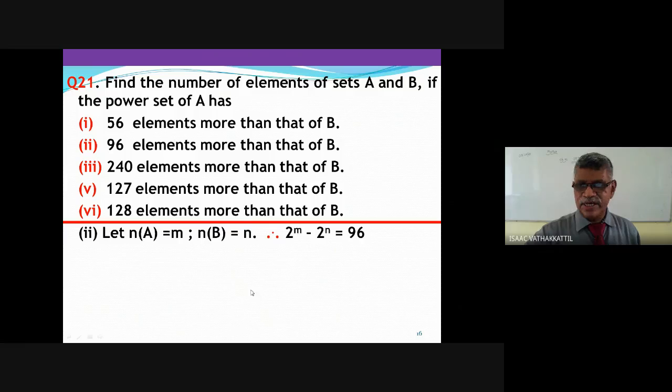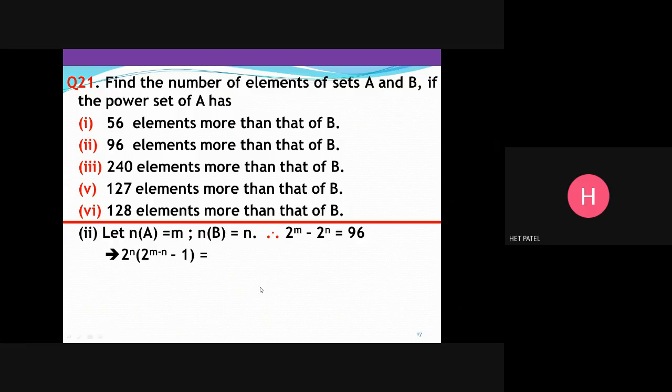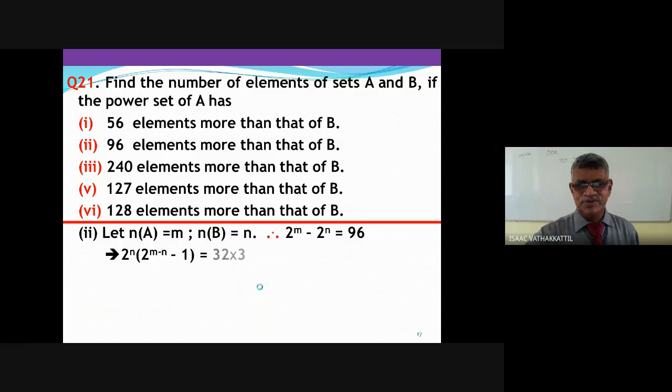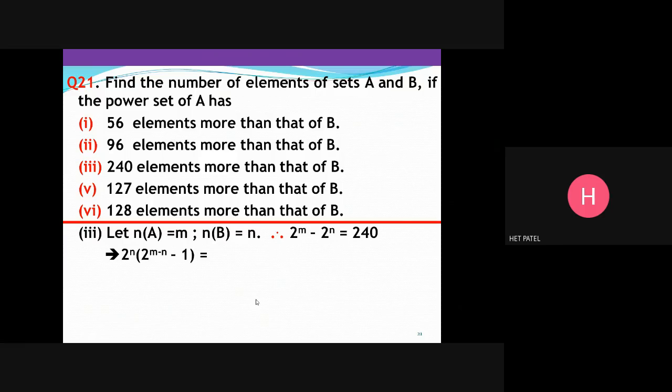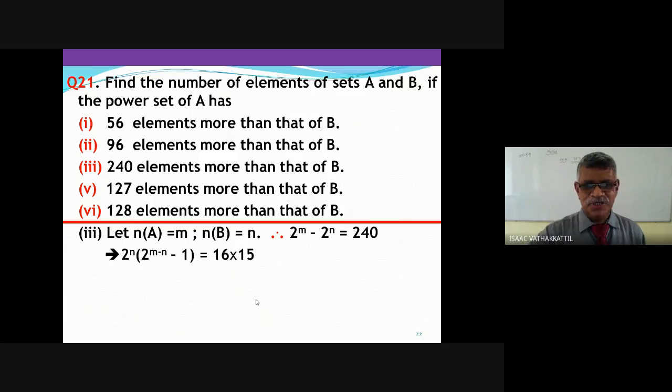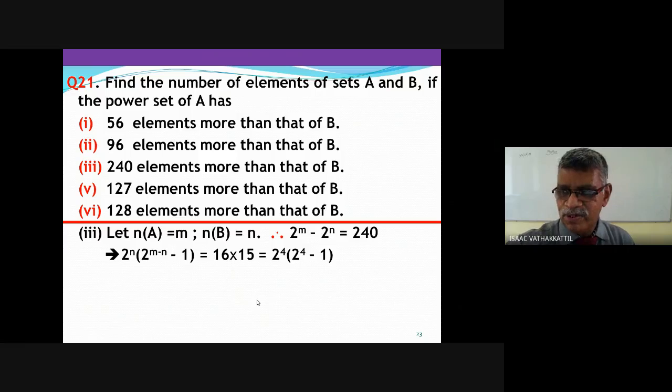So for next, that is 96. How do you factorize 96 now? 3 into 32 or 32 into 3. Correct, 32 into 3. I think you will proceed further with that. I have not to take up. What about 240? 16 into 15. Right, you got it. 2 raised to 4 multiplied by 15, which is 2 raised to 4 minus 1. You are getting along.